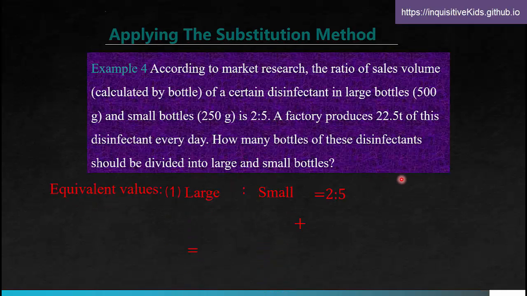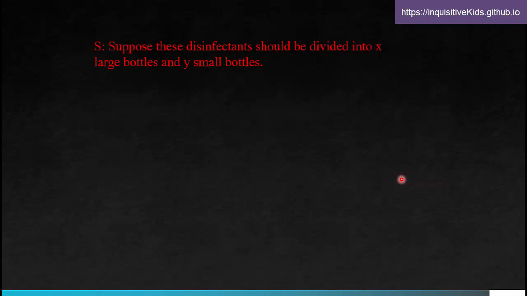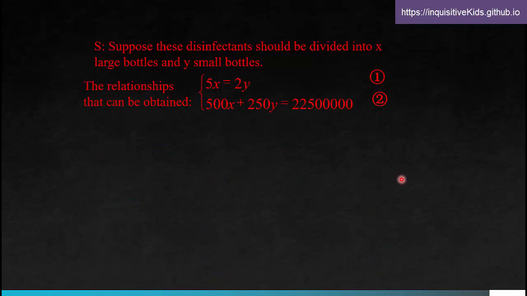Well, our equivalent values here are large to small. Their values of large to small is equal to 2 to 5. That's given in the problem. And we also know that the large bottles plus the small bottles is equal to the total amount that was produced. So let's create a solution out of those two main pieces of information. We can set x to represent the amount of large bottles produced and y to represent the amount of small bottles produced. And here are the relationships that can be obtained.